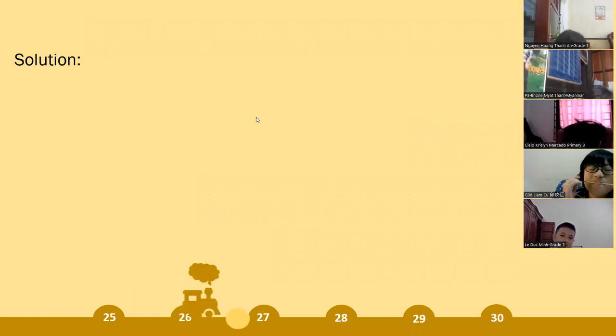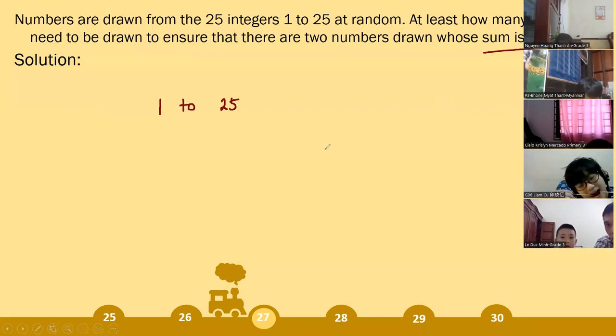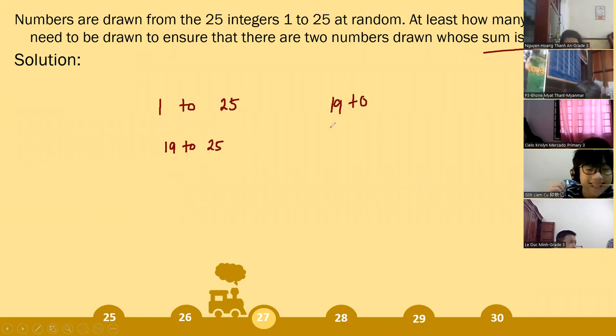So we have here 25 numbers from 1 to 25, and you need to have a sum of 19. The numbers 19 to 25 will not give you a sum of 19, right? 19 needs a 0. Also, with 20, you need to subtract 1 to get 19. So these will not have pairs. The numbers from 19 to 25 are 7.